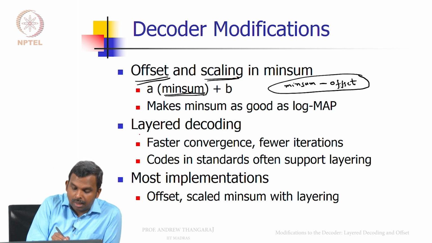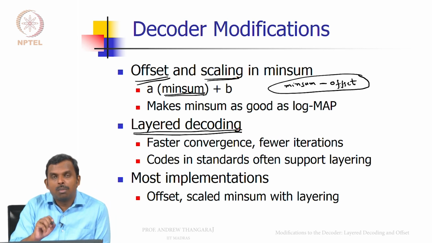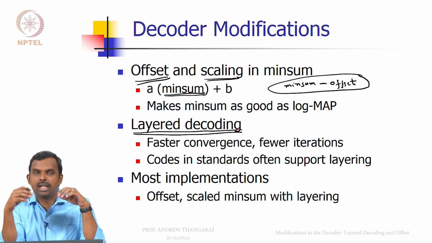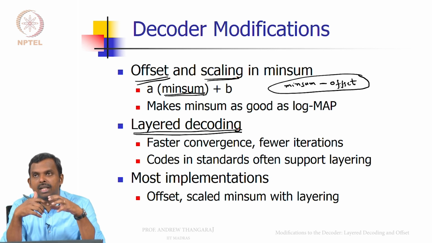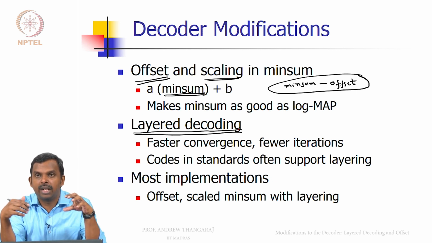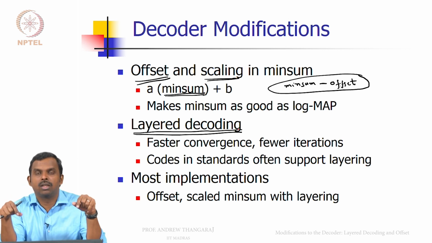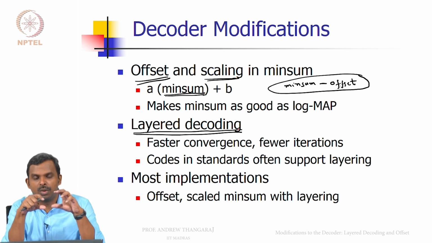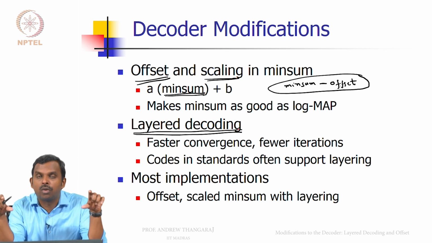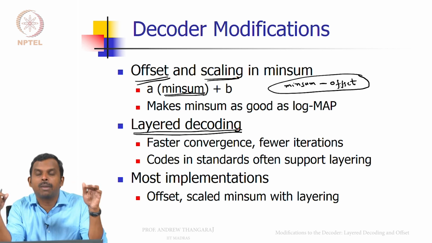Okay. The most important modification in practice is this layered decoding. Okay. So, what we saw before was this row operation and then a column operation and then a decision. Okay. So, typically in practice people do layered decoding, where you do the column operation more aggressively. Okay. So, you do not wait for all the rows to finish before doing the column operation. You take a set of rows or a layer of the parity check matrix. Once you are done processing that layer, you immediately update the column.